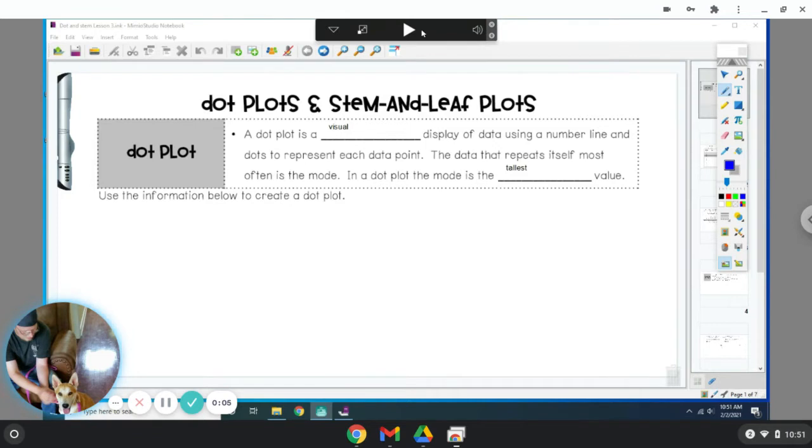Okay, so today we're going to be learning about dot plots and stem and leaf plots. A dot plot is a visual display of data using a number line and dots to represent each data point, hence dot plot. In a dot plot, the mode is the tallest value.